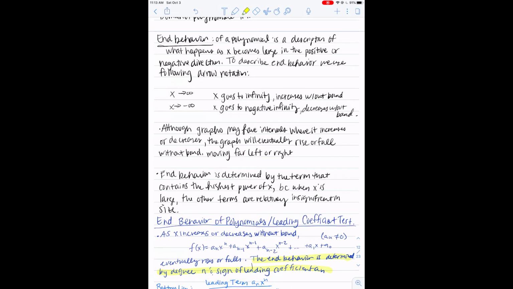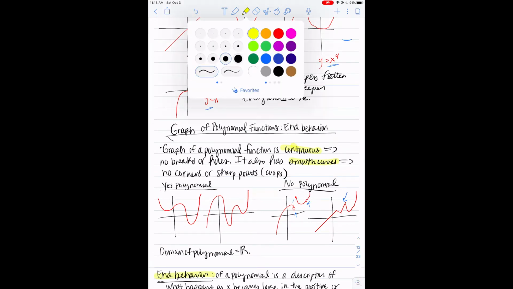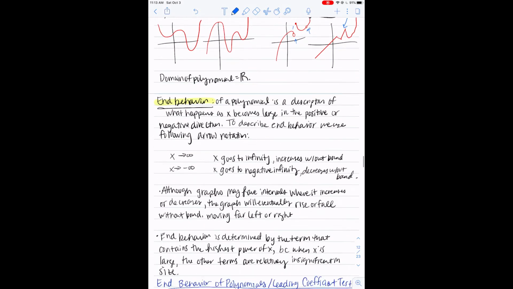The end behavior of a polynomial is a description of what happens as x becomes large in the positive or negative direction. Basically, what does our end behavior look like here, as x gets bigger this way or this way? What does each end look like?